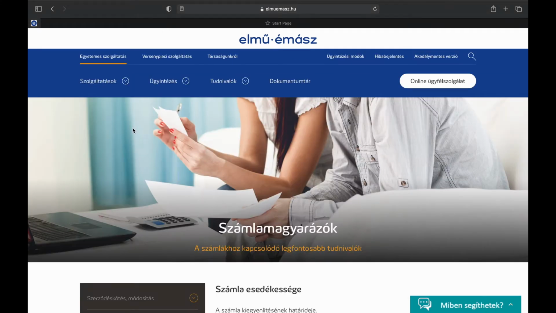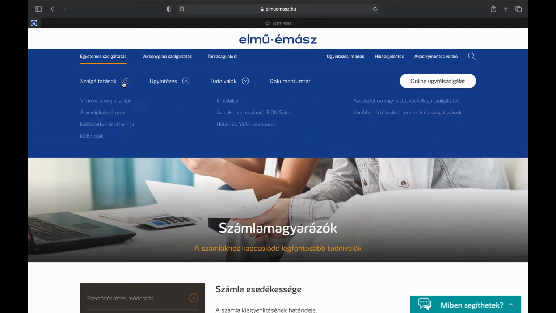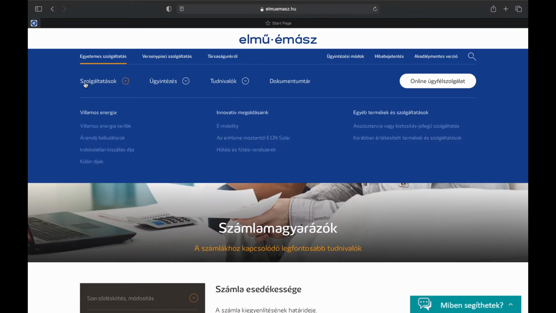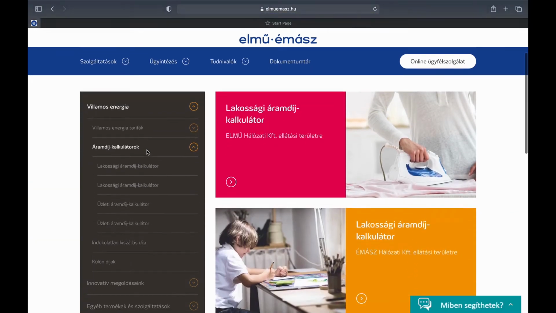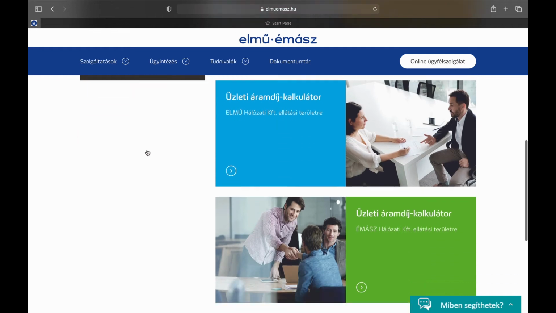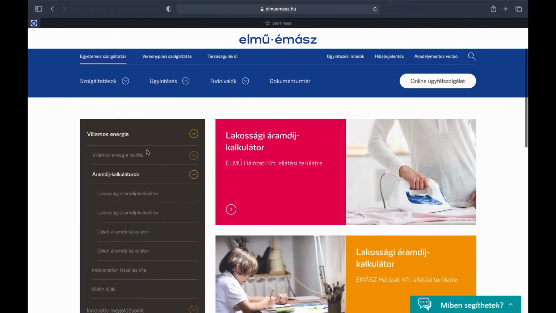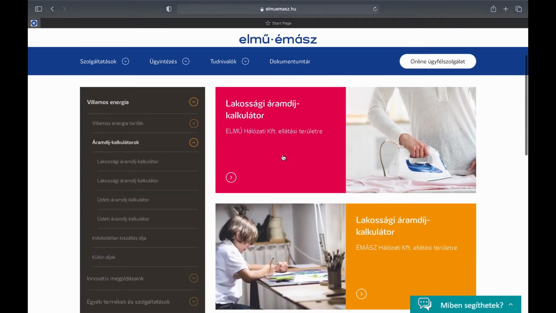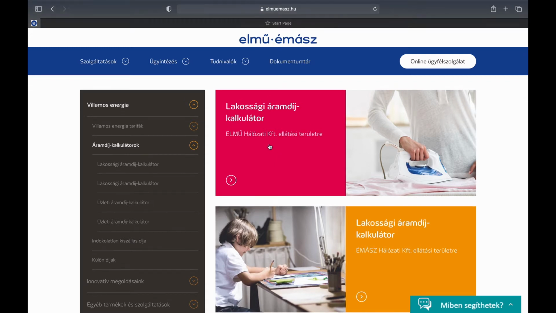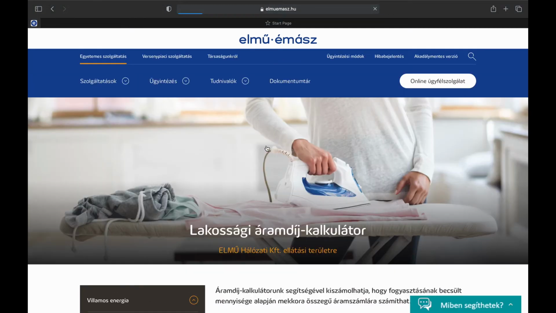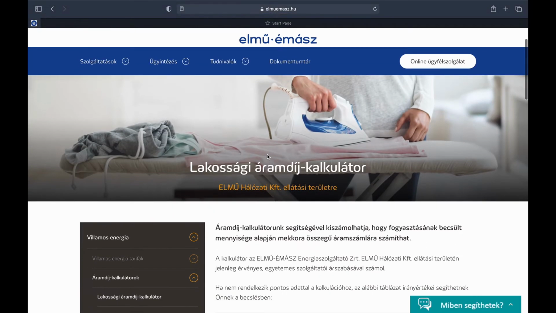So what you have here, as I showed you in the first video, is the calculator. The very first word, szolgáltatások, means services. You just want to go to the drop-down menu and go to calculator, and you have four options here, and you don't need to worry about the others. You just want to go to the very first one, which is the most common household residential calculator. Click on that. Lakossági means residential.